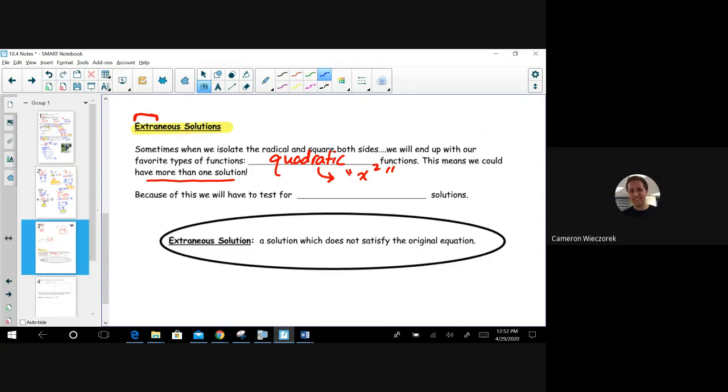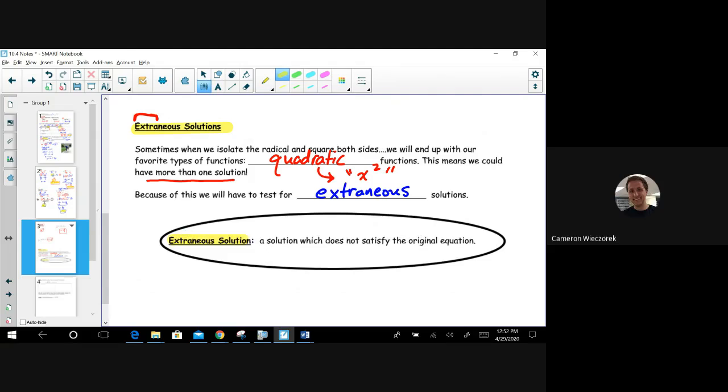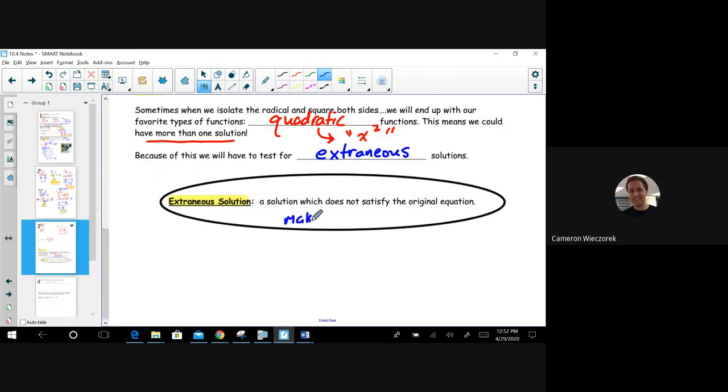Whenever you get more than one answer, you need to test for what are called extraneous solutions. And what is an extraneous solution? An extraneous solution is a solution which does not make the original equation true. Okay, so doesn't satisfy just means makes the original equation. It's always going back to the original one. It makes the original equation false when you plug it back in, which means we don't want that as an answer.